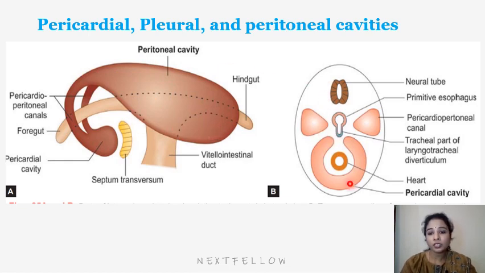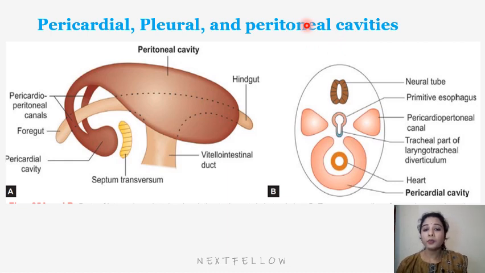And here in horizontal section we can see the pericardial cavity. This is the developing heart tube, and we can see the lung buds grow into the pericardio-peritoneal canals, forming the pleural cavity later. We can see the primitive esophagus. This is the tracheal part of the laryngotracheal diverticulum which forms the lung buds. Later the lung buds grow into these pericardio-peritoneal canals, which later form the pleural cavity. This forms the pericardial cavity.